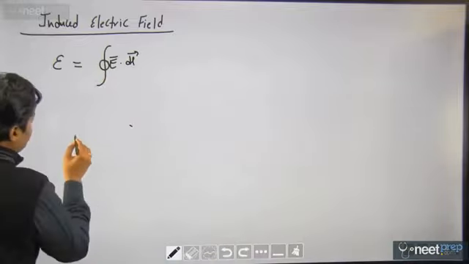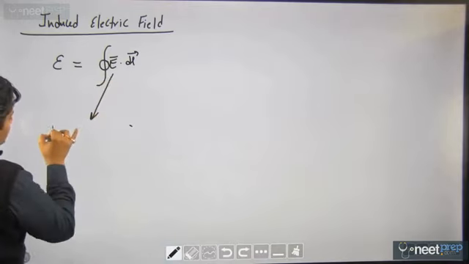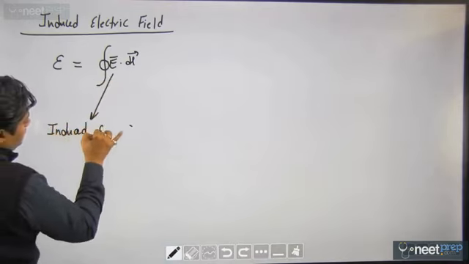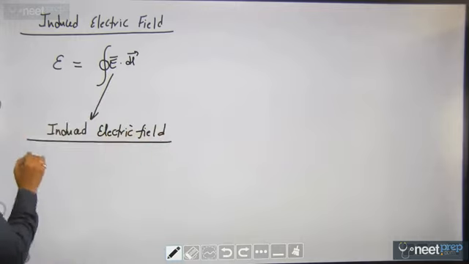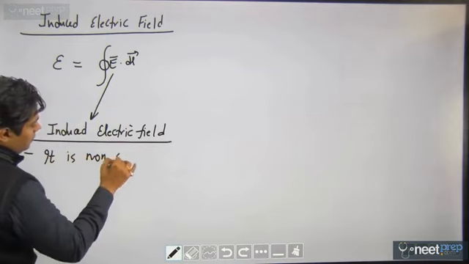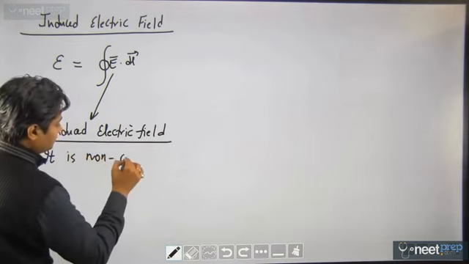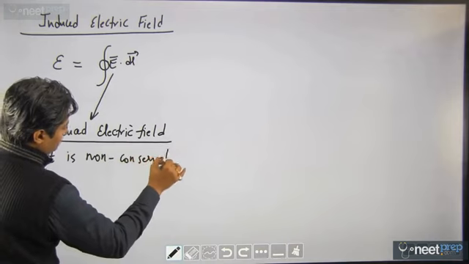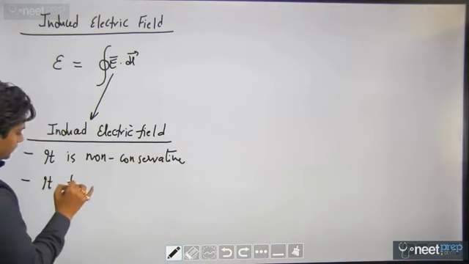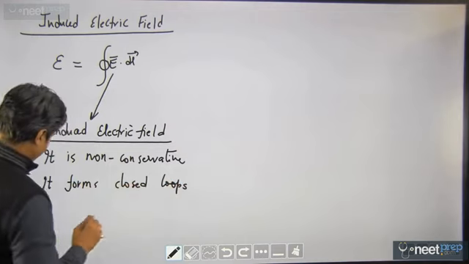So we are going to write something about these points. This electric field is the induced electric field. It is not the same as the other electric field. It is not conservative, it is non-conservative. The second thing we would like to add here is that it forms closed loop lines.